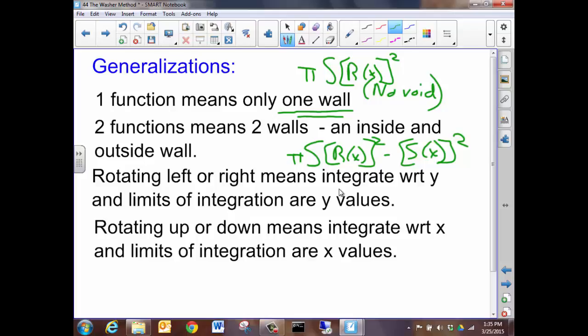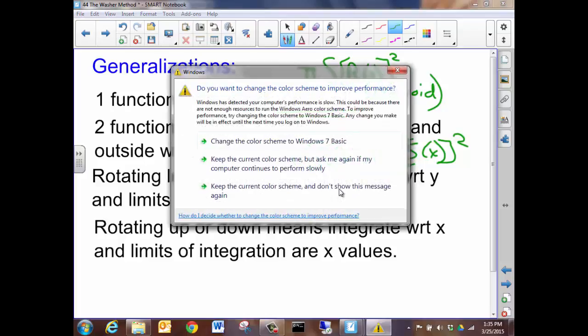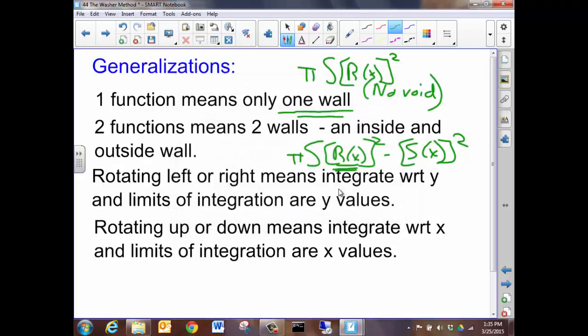Remember that your r right here is always the radius. It's the distance from the function to what you're rotating it around. Sometimes it's the function itself. If the function is something different than the x or y axis, it's probably something different though. So you just have to be careful with that. Always know those are the two pieces that students have a hard time with.